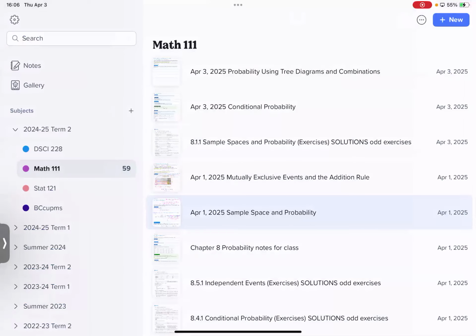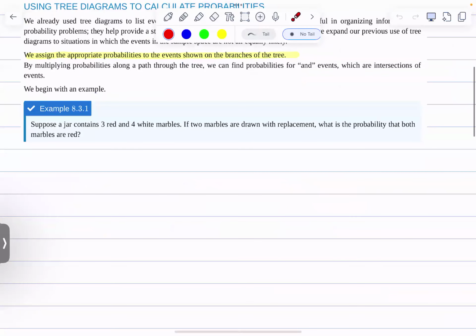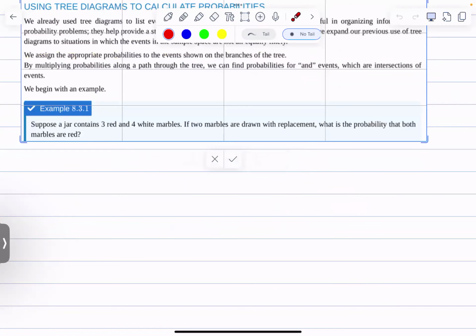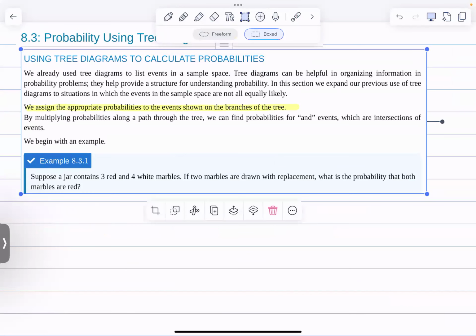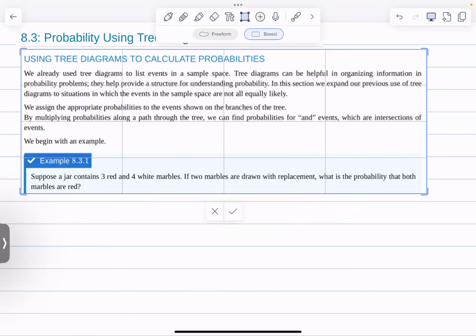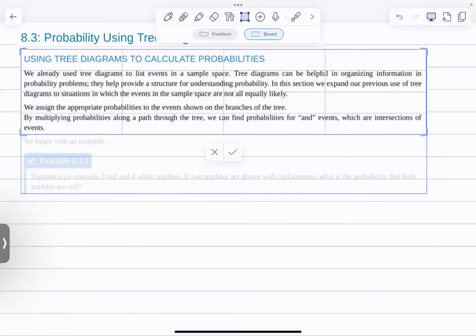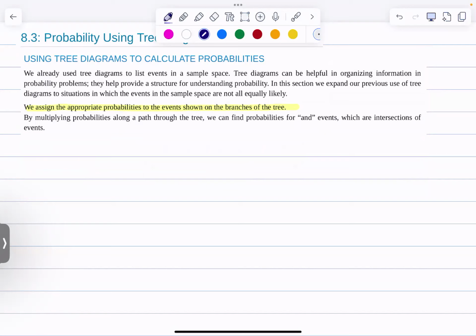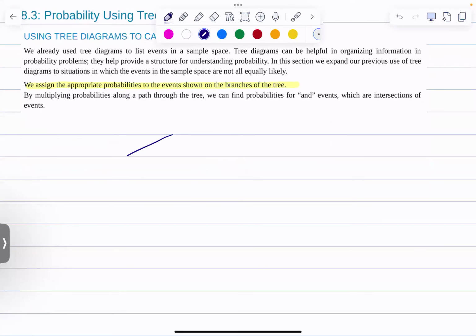Now let's go back to today. Let me just copy this. We begin with an example. Let's just say we have 3 marbles. And to eliminate any confusion, we'll just call them A, B, C, instead of 1, 2, 3.